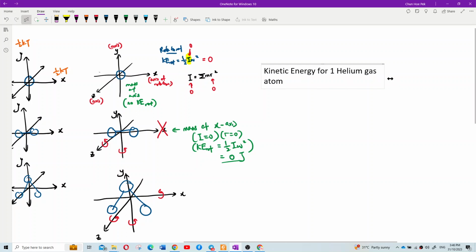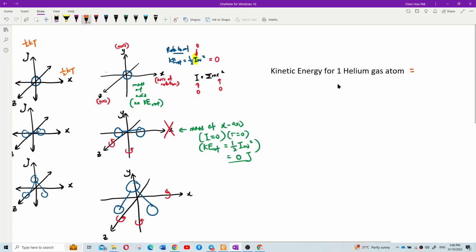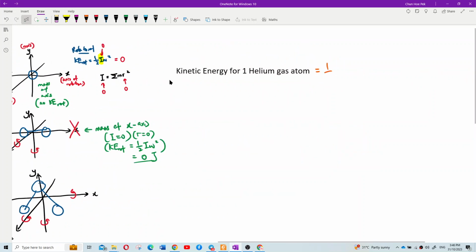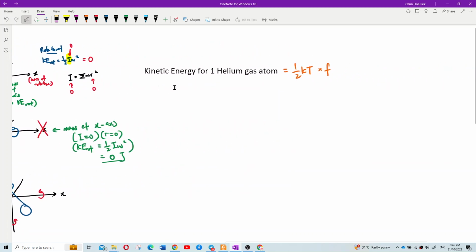What's the kinetic energy for only one atom? For only one atom, what's the total kinetic energy? Can you calculate for me? It is, let me write it down, half kT multiplied by how many degrees of freedom? How many degrees of freedom? 3. 1, 2, 3. That's right. So it is 3 over 2 kT.